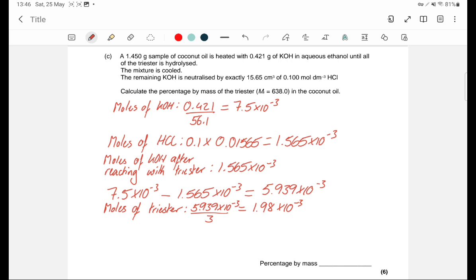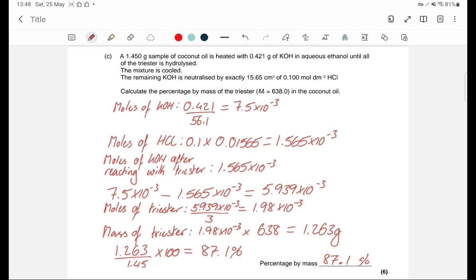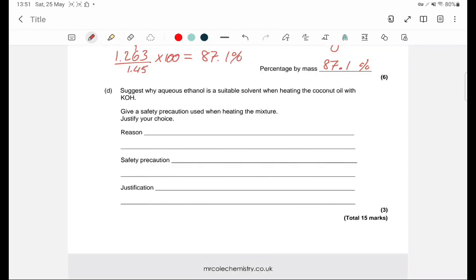To convert this to a mass, multiply it by its MR, and to work out as a percentage, take the mass of the ester, divide by the mass of the coconut oil, and multiply that by 100. And this gives you your answer of 87.1%.